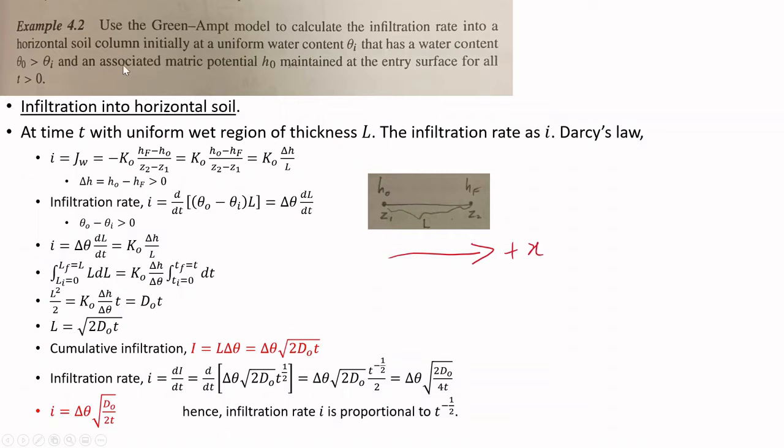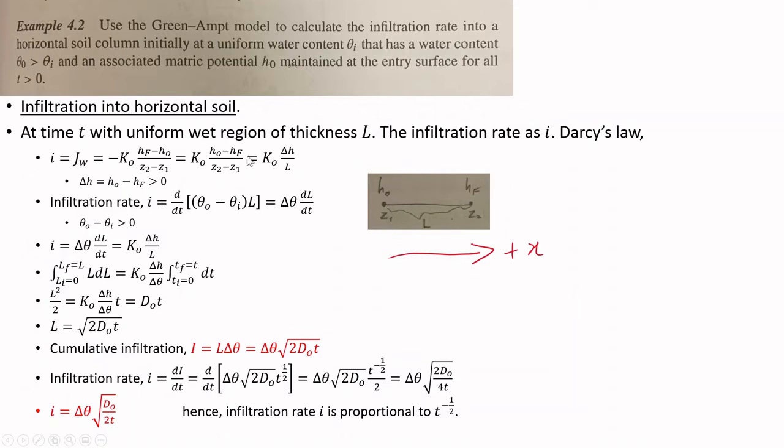The water that enters is at theta naught, and the associated matric potential H naught is maintained at the entry surface for all time t greater than 0. So the water entering the soil is theta naught, and the corresponding matric potential is H naught. So this is infiltration into horizontal soil, at time t with a uniform wet region of thickness L. The infiltration rate is I.